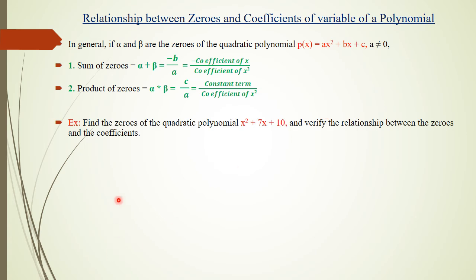If I want to consider this with an example: find the zeros of the quadratic polynomial x square plus 7x plus 10 and verify the relationship between the zeros and the coefficients.